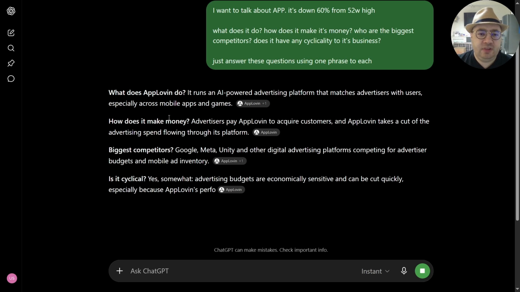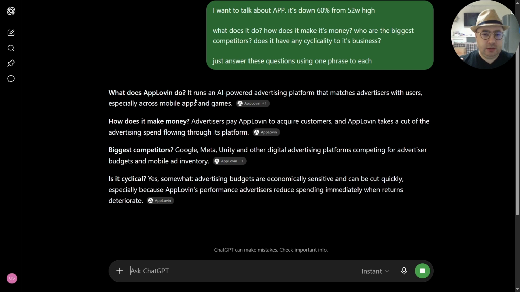What does AppLovin do? Runs AI-powered, okay, that matches advertisers with users. So advertisers and users. Looks like AppLovin sits in between, especially across mobile apps and games. Yeah, this is what I remember about AppLovin, something about mobile apps and games. How does it make its money? Advertisers pay AppLovin to acquire customers. That makes a lot of sense.